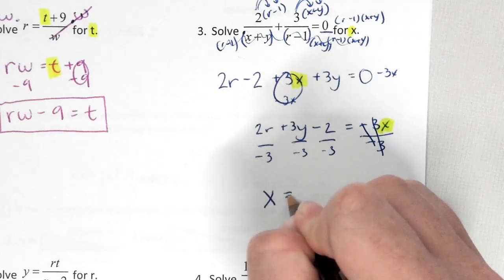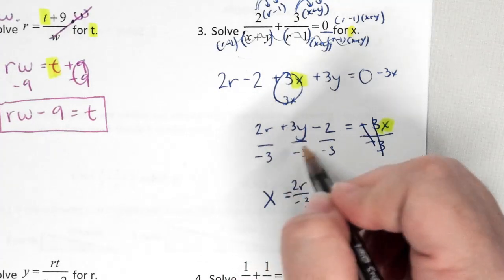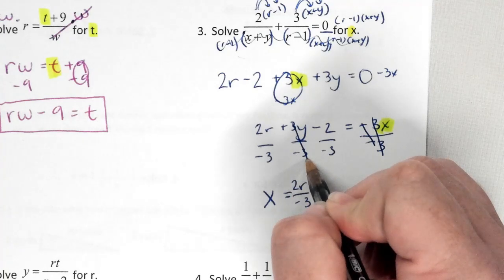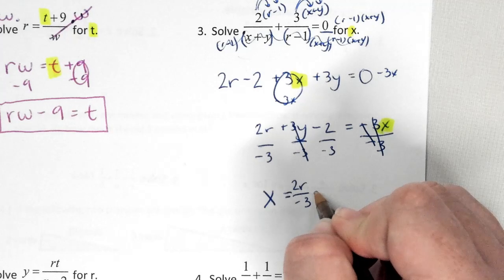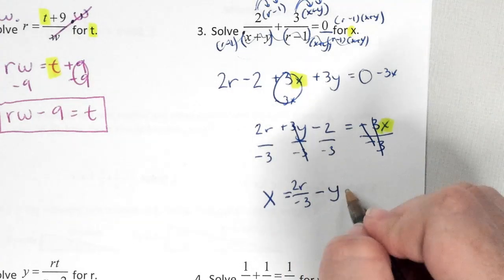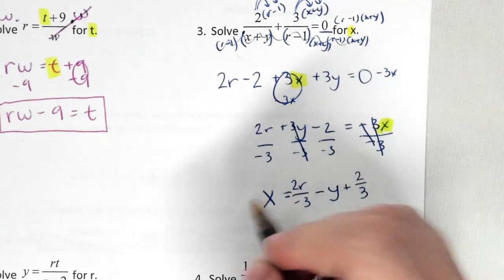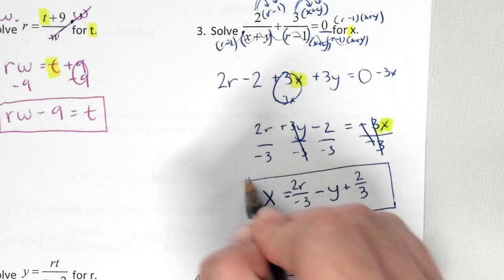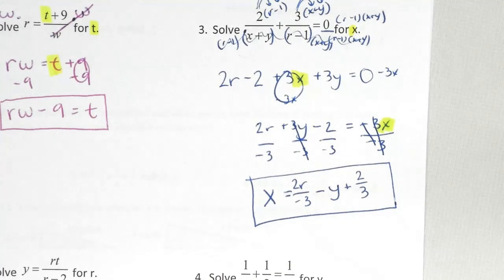So I have x equals, well, I have 2r over negative 3. Here, don't the 3's cancel? Yeah. But what's a positive divided by a negative? Negative. And then here, 2 negatives makes a positive, so 2/3. Any questions?